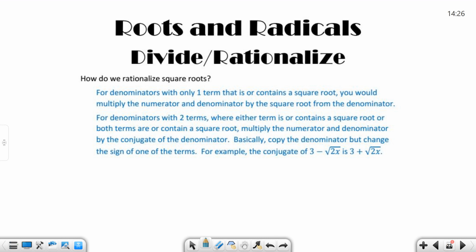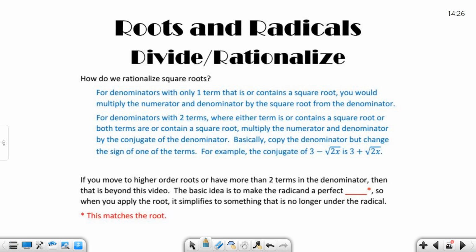So if we want to rationalize a square root, multiply the top and the bottom, the numerator and denominator, by the one term, if it's one term. If it's 2 terms, the conjugate. Okay, those are the 2 rationalization things I'm going to focus on in this video. If you move to higher order roots, where you have more than 2 terms in the denominator, then that is beyond this video.